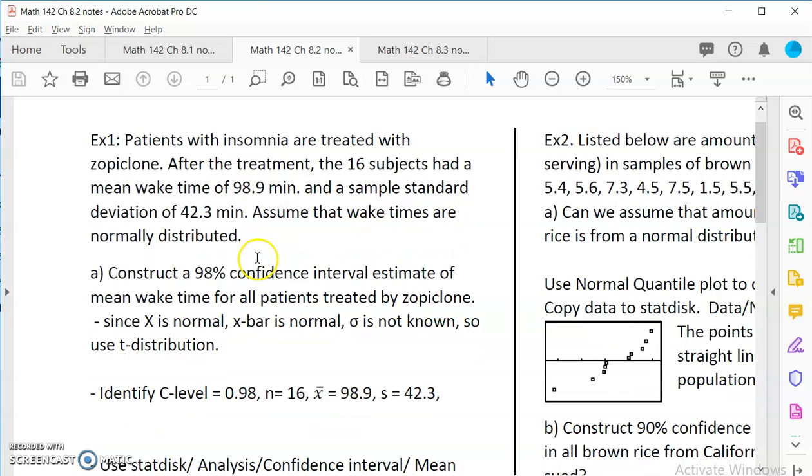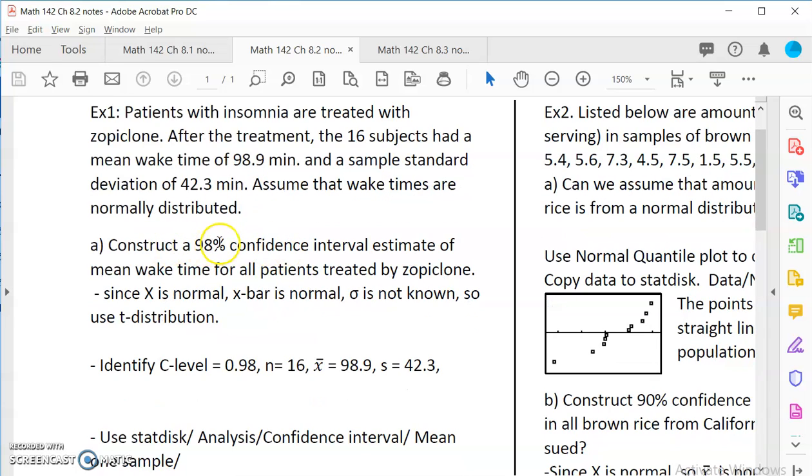Assume that wake times are normally distributed. Construct a 98% confidence interval estimate of mean wake time for all patients. So this is a sample of 16 patients. They have this wake time and this standard deviation, and we want to find the mean wake time for all patients treated with zopiclone.